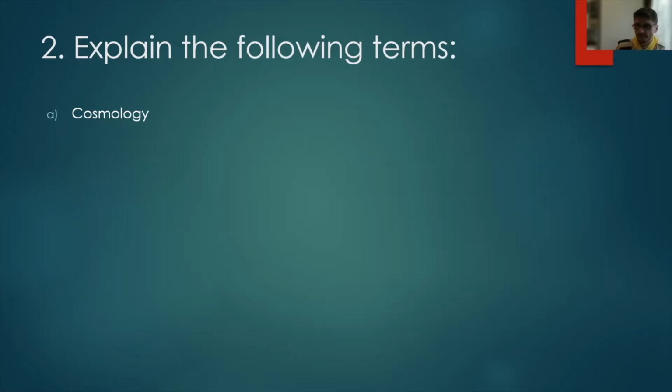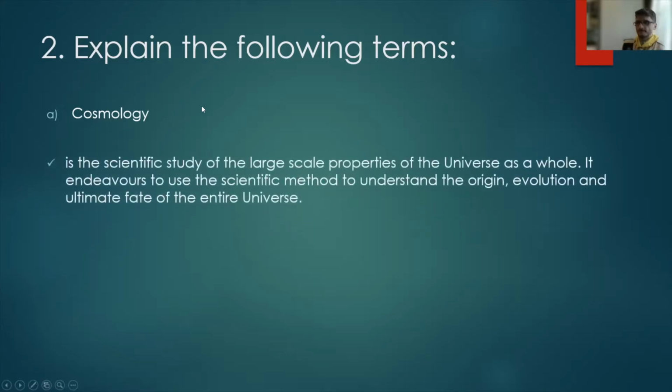So what cosmology is: cosmology is the scientific study of the large-scale properties of the universe as a whole. It endeavors to use the scientific method to understand the origin, evolution, and ultimate fate of the entire universe. So basically, where the universe is coming from and where it is heading to.